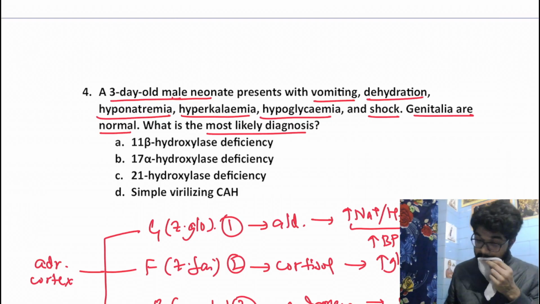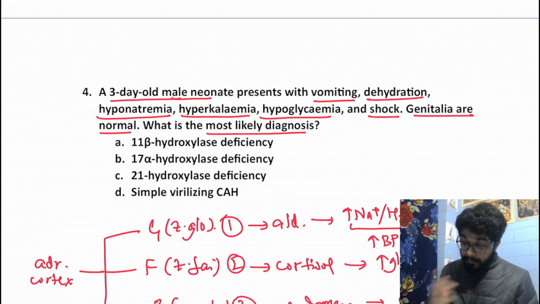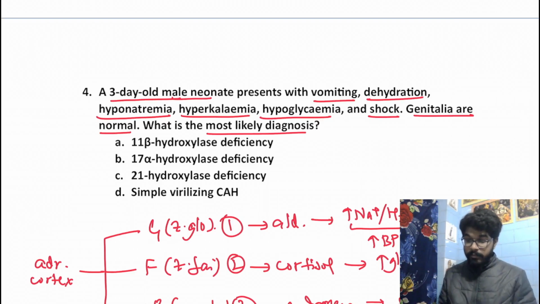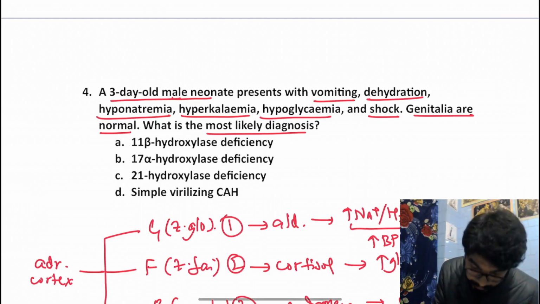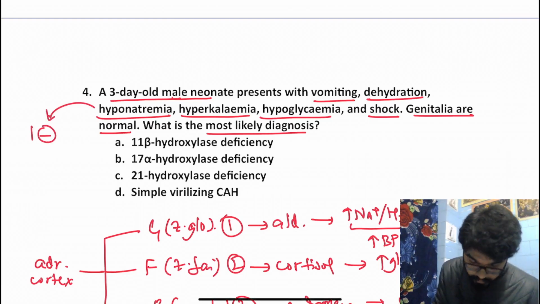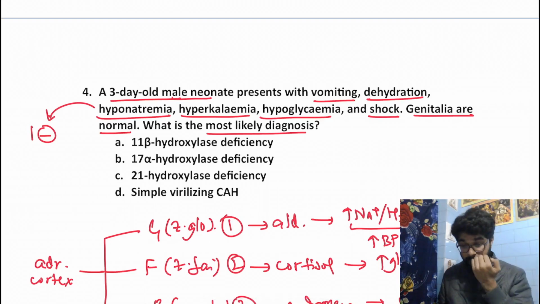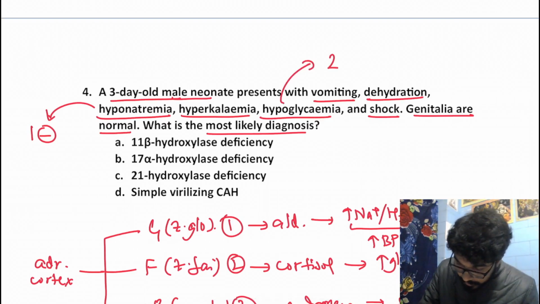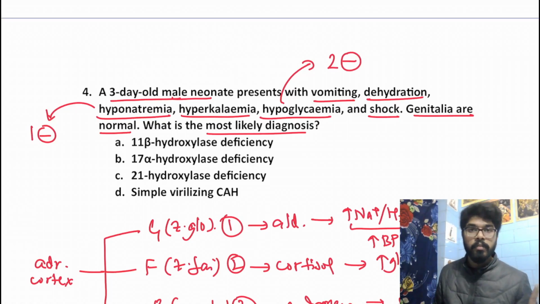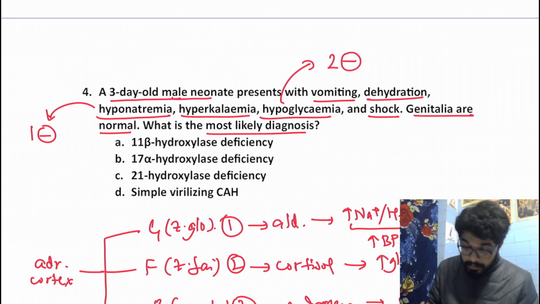A 3-day-old male neonate, vomiting, dehydration, hyponatremia, hyperkalemia, hypoglycemia. See, dehydration, hyponatremia, hyperkalemia, everything suggests aldosterone deficiency, which means that the 1 component is absent. Hypoglycemia, which means that the 2 component is also absent. 2 component is always absent in a CAH. Okay. And genitals are normal.